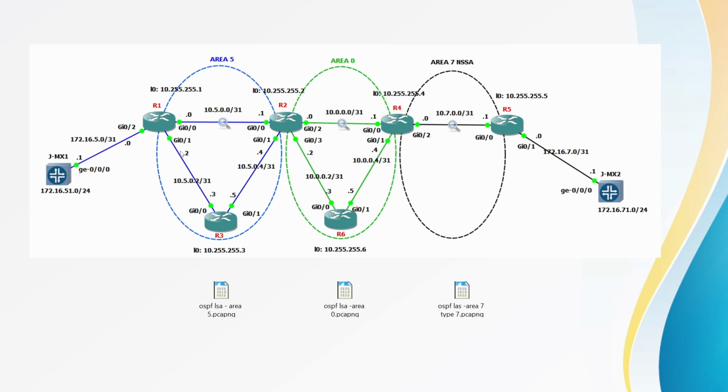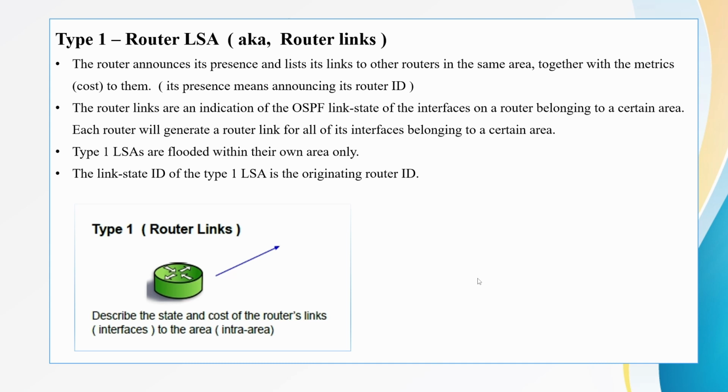So we will use this diagram to explain the area types. We will use this diagram later. First, we introduce type 1 LSA. Type 1 LSA, name is router LSA, also called the router links. The router announces its presence and lists its links to other routers in the same area, together with a metric to them. Its presence means announcing its router ID.